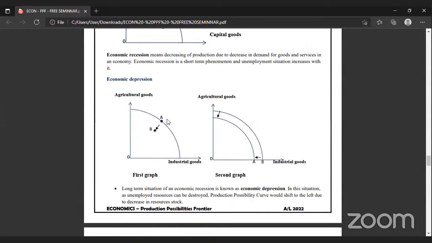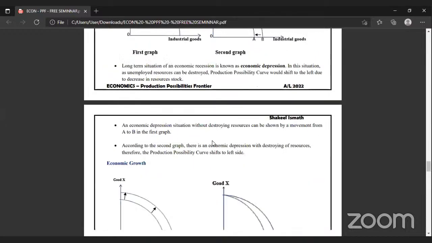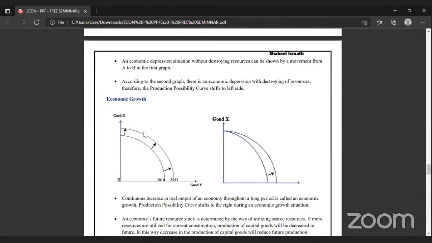And economic depression. See that there are two different ones. This is a depression, long term is a depression. This one is a recession, short term is a recession. Right, economic growth, the shift of both productions, so you can understand.